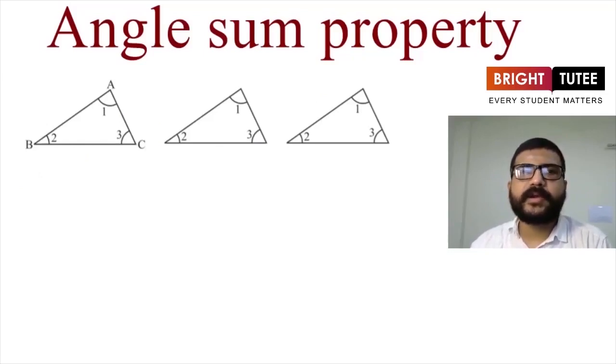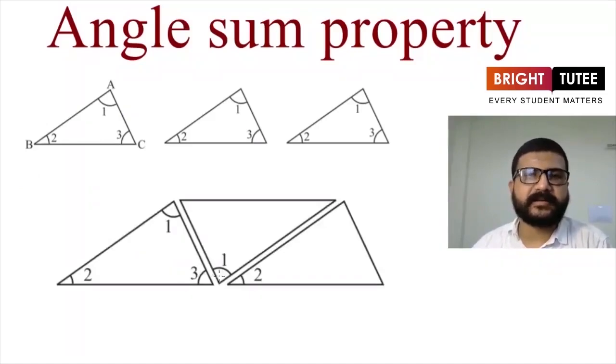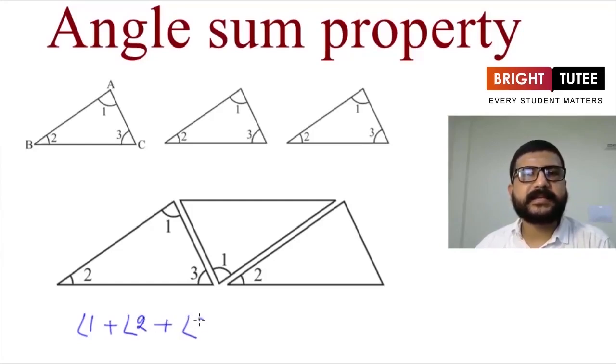Now what you have to do, you have to arrange them as shown here in this figure. Like this you have to arrange them. Now what do you observe here? What will be the sum of angle 1, angle 2 and angle 3? So here we can observe that sum of these three angles is equal to 180 degrees, as they are forming a straight angle, as we can see here in the figure.